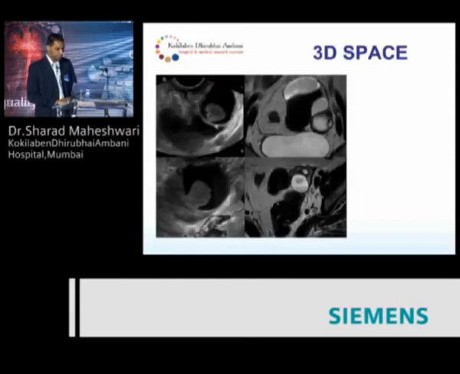Now this is an example. I'll show a 3D SPACE. This is a transvaginal ultrasound which shows a cystic lesion with a solid component, no vascularity on Doppler. Adjacent to it there is another tubular structure. It was a little hard for me to differentiate on ultrasound whether this cyst is separate or a continuum of the other structure.